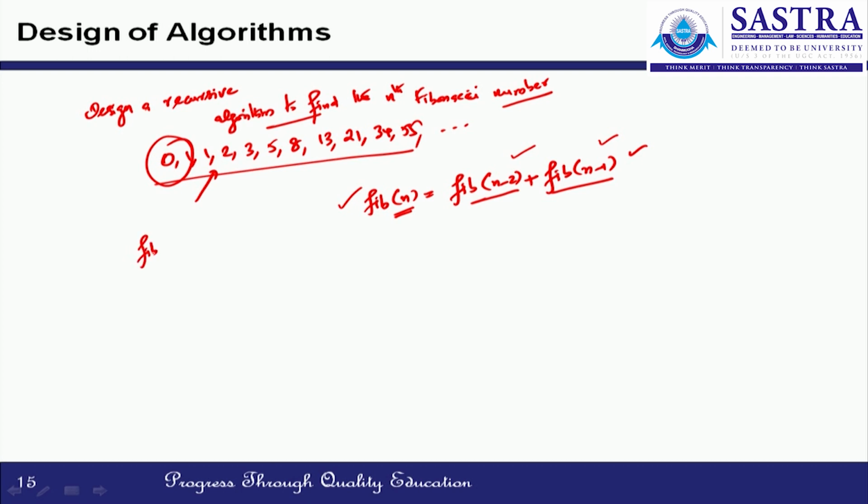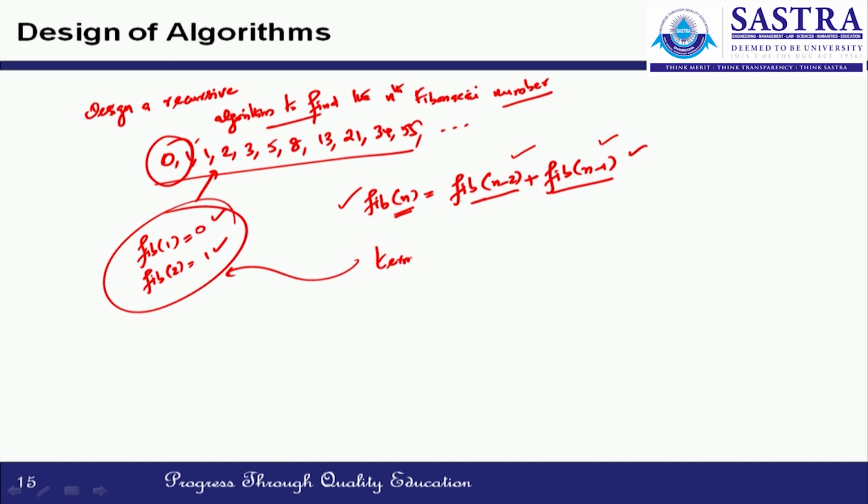Assuming the first number in the sequence is 0 and the second number is 1, fib of 1 is equal to 0 and fib of 2 is equal to 1. These two equations act as the termination conditions.